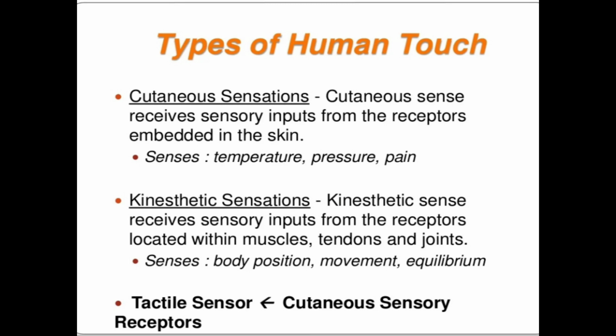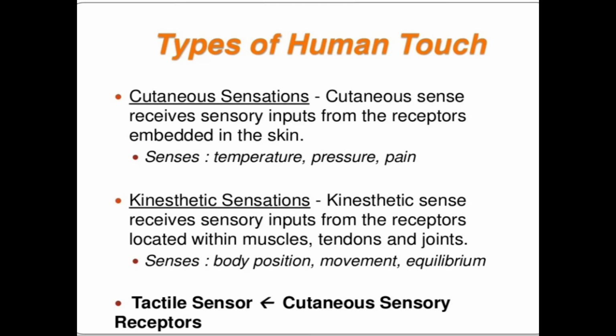Cutaneous sensation. Cutaneous sense receives the sensory inputs from the receptors embedded in the skin, for example, temperature, pressure and pain. Kinetic sensation. Kinetic sense receives the sensory input from the receptors located in the muscles, tendons and joints. Senses are, for example, body position, movement and equilibrium positions.